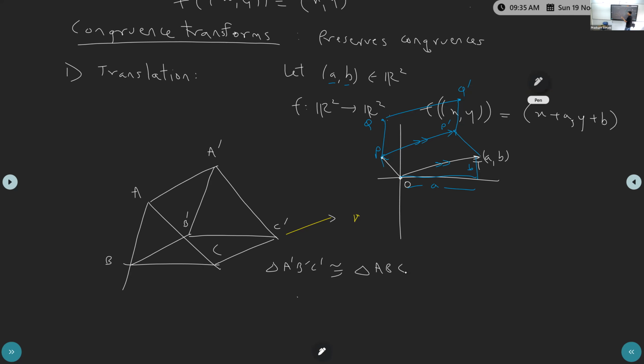Like if you take the centroid of triangle ABC, where will the centroid go under this operation? It has to go to the centroid of A dash B dash C dash, right? Because all the properties get carried over. That is the most useful thing about this. So I can guarantee the centroid goes to the centroid, the orthocenter goes to the orthocenter, the 9-point circle goes to the 9-point circle, and anything and everything goes that way.